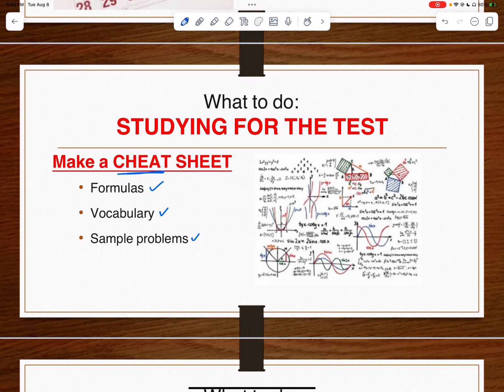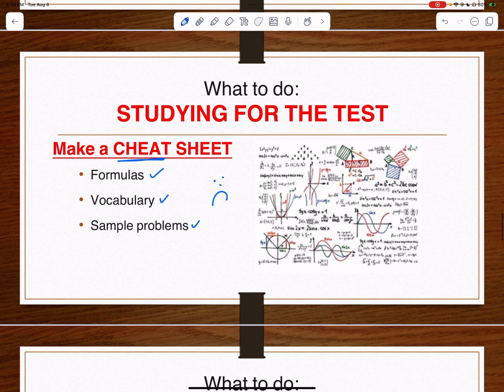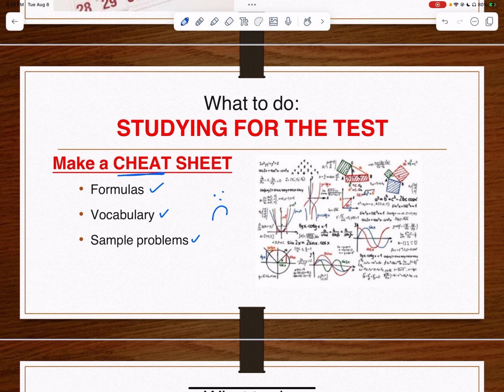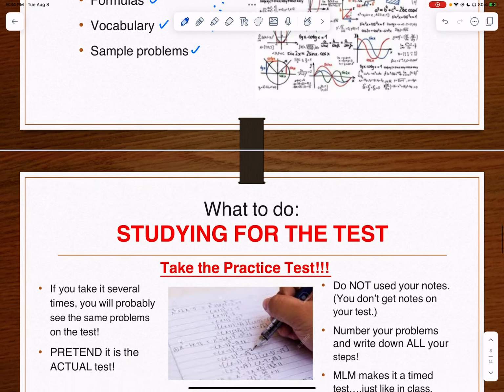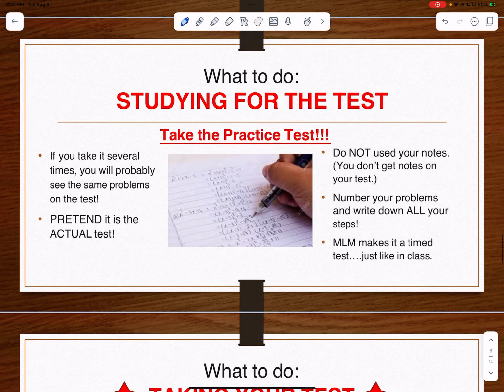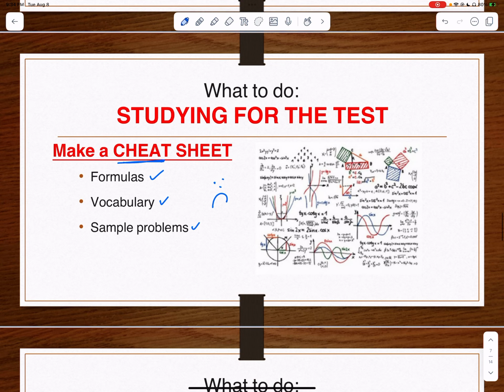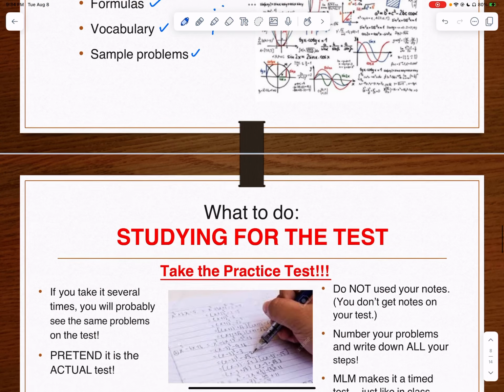Now, do I let you use a cheat sheet? No, I don't let you use a cheat sheet on the test. But I'm going to show you how to use this cheat sheet actually on the test. I'll give you a little tip about that, but I want you to make a cheat sheet for every single test. And so, we'll talk about what you get to do with that cheat sheet in a minute.